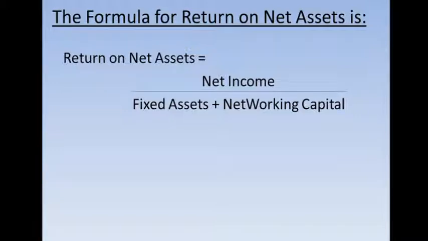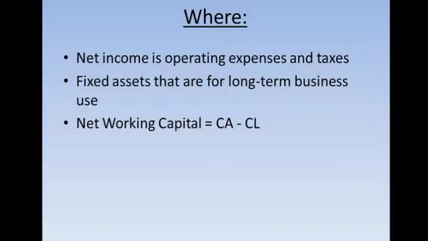The formula for return on net assets is net income divided by fixed assets plus net working capital, where net income is a company's income minus the operating expenses, that is cost of goods sold and selling, general and administrative expenses, and taxes. Taxes are always deducted from net income because it reduces the net income to the investors or common shareholders. Fixed assets are assets purchased for long-term business use. And third, net working capital is the difference between a company's current assets and current liabilities.